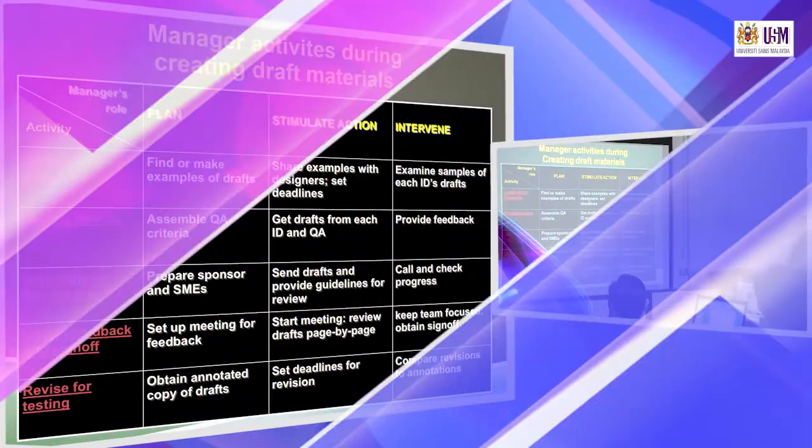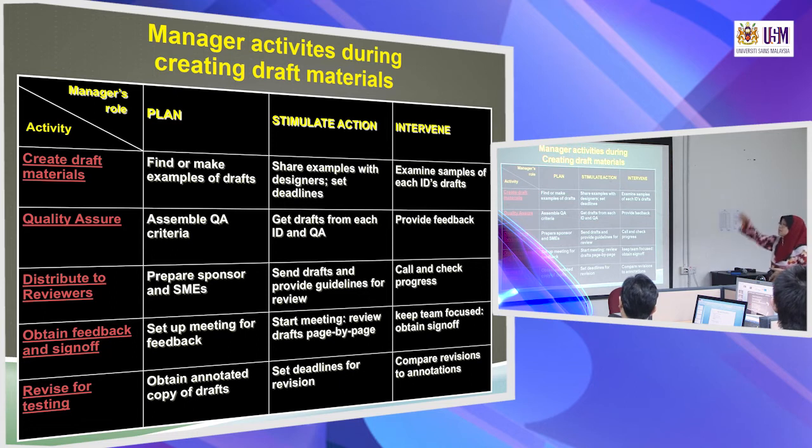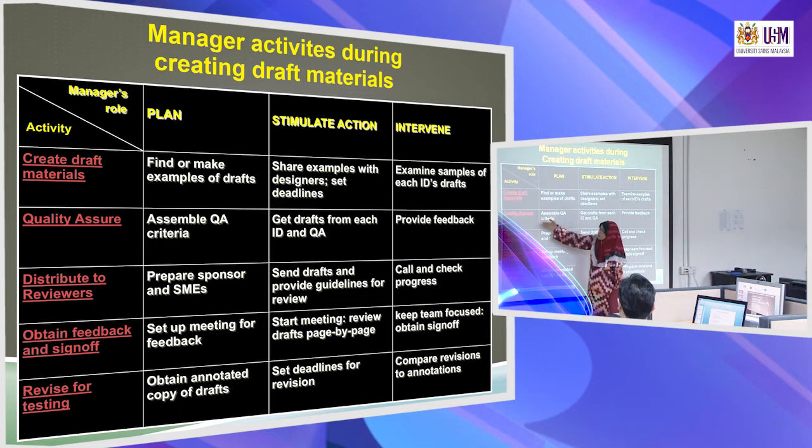Manage activities during creating draft materials, same as the previous one. The manager's role: plan, stimulate, action, and intervene. So we have create draft materials, quality assurance, distribute to reviewers, obtain feedback, sign off, revise for testing. These are all the quality assurance that we need to do during the process, so you need to know step by step what you have to do.